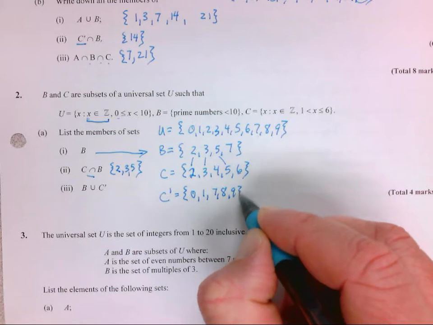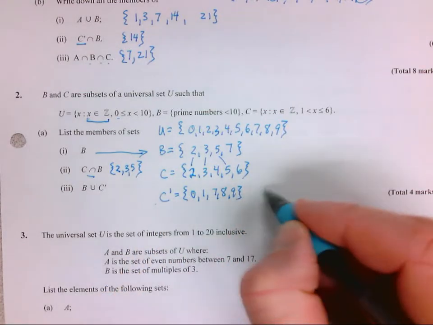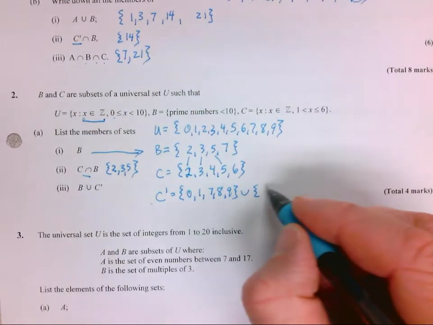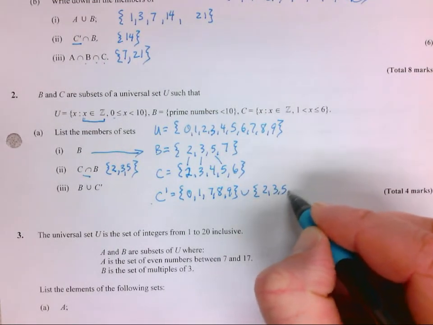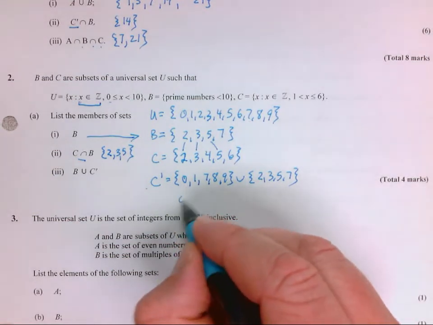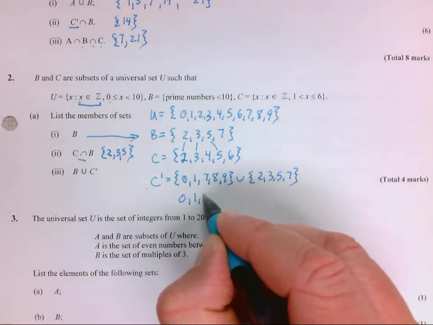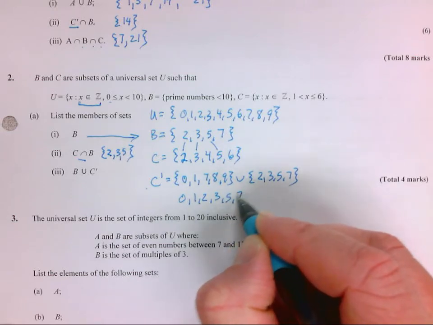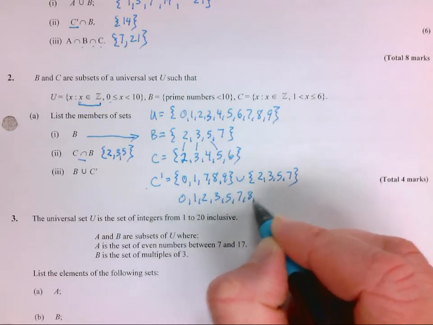So we're taking that union with 2, 3, 5, 7. So I have 0, 1, 2, 3, 5, 7, don't write it twice, 8, and 9.